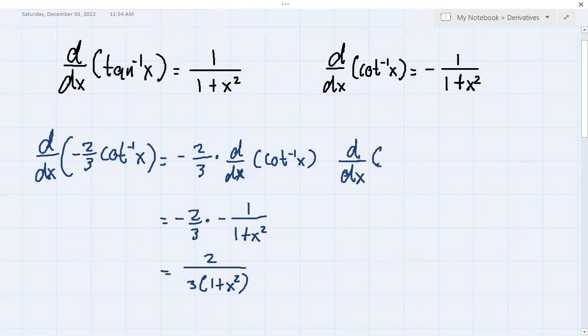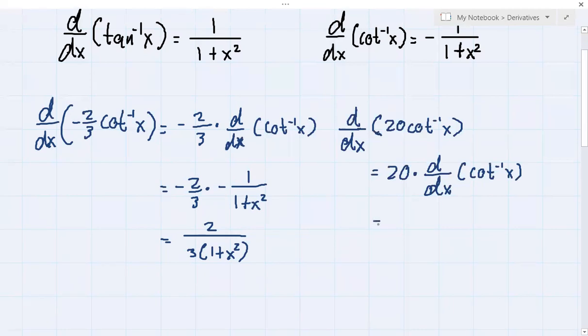So we will have the derivative of, let's just say, 20 times arc cotangent. So here, we have 20 times the derivative of arc cotangent. Alright? So, the derivative of arc cotangent is negative 1 all over 1 plus x squared. So therefore, we have negative 20 all over 1 plus x squared.